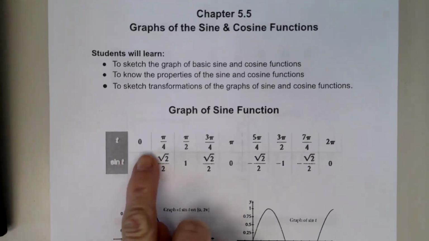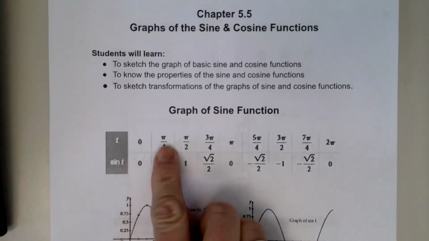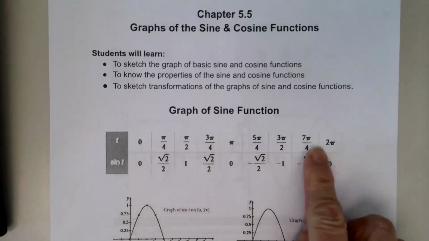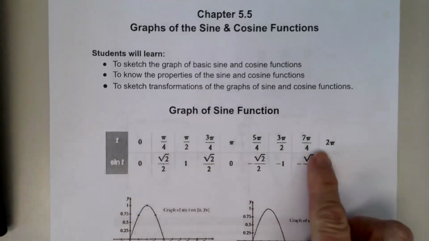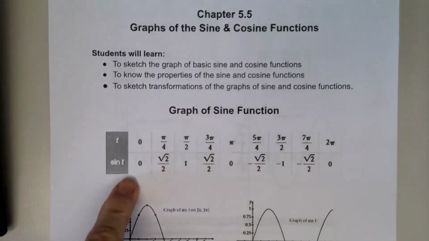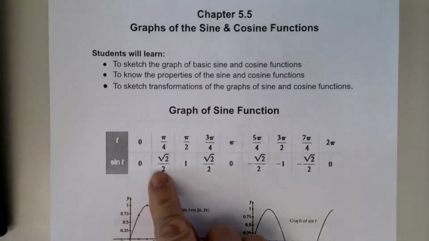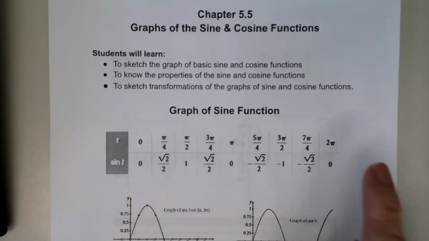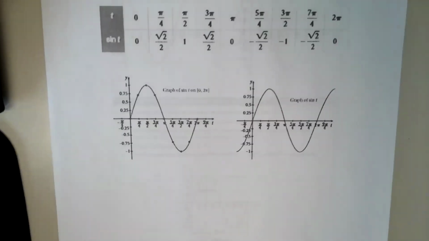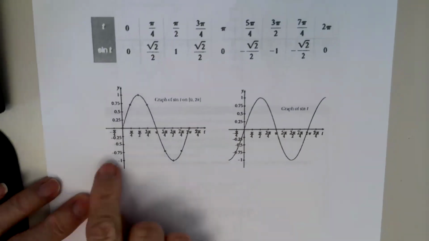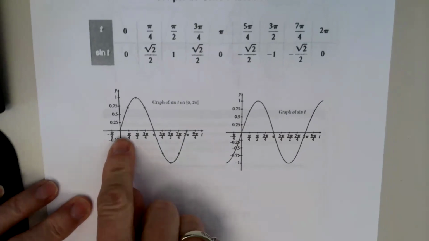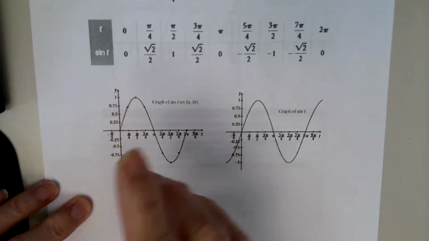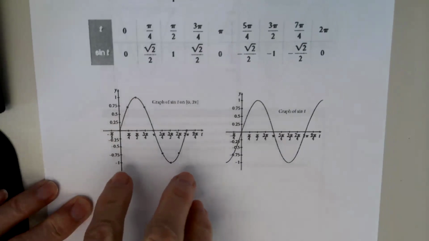So if you look at the values of t, or the angles in radians, and these are the ratio values of sine at those radian measures, we can then put them on a graph here and see the cycle or the waves that sine creates.